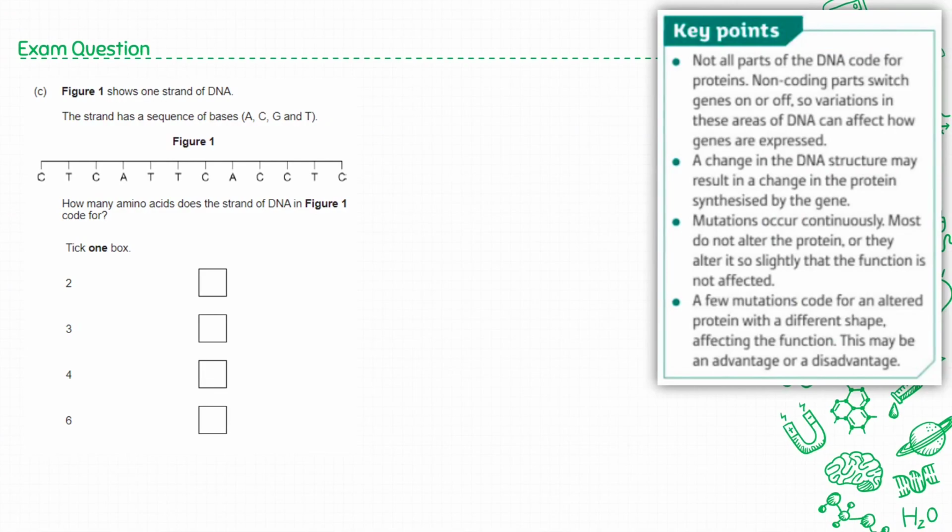Here's our first exam question. Figure 1 shows one strand of DNA. The strand has a sequence of bases A, C, G, and T. How many amino acids does the strand of DNA in figure 1 code for? 2, 3, 4, or 6? Pause the video here and have a go.